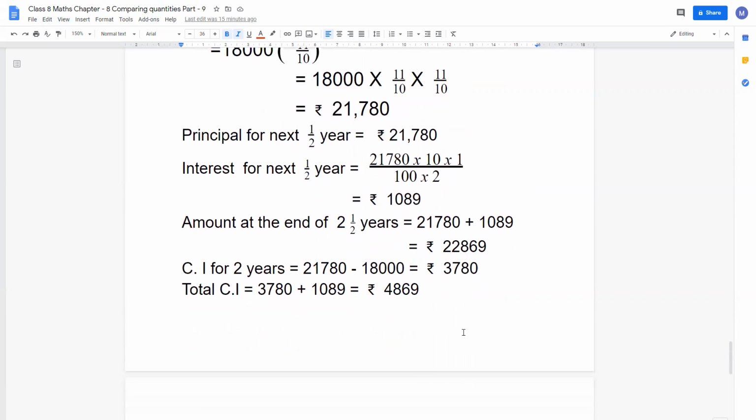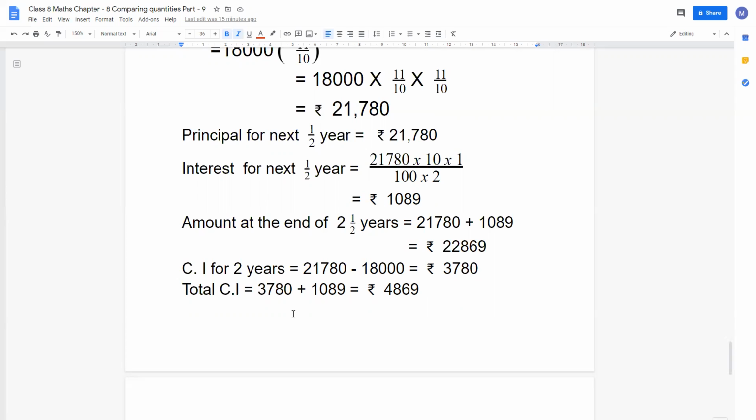That is one answer. Now we have to find compound interest. So first we have to find compound interest for 2 years. That is amount minus principal. What was the amount at the end of 2 years? 21,780. From that, the given principal 18,000, we have to subtract. Then you will get 3,780. This is the compound interest for 2 years. And compound interest for half year is this one.